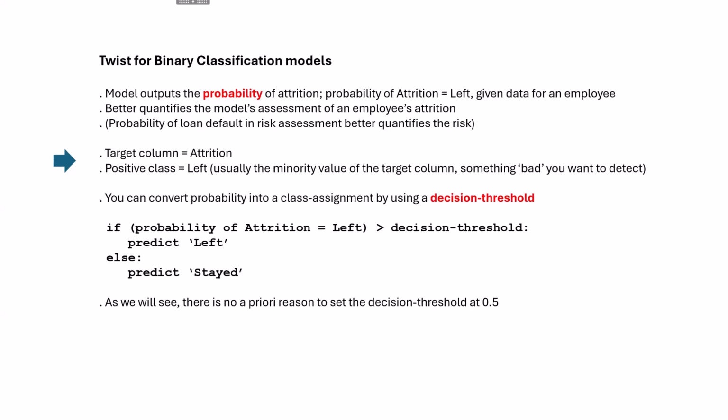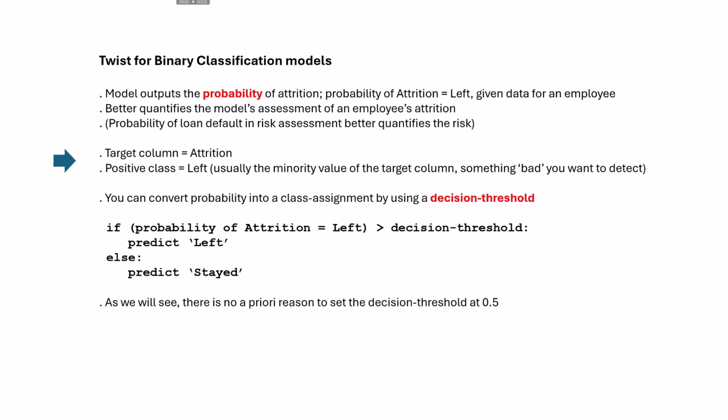For this to work, first, of course, you identify the target column in the data, that is attrition, but then you identify the positive class, the value in the target column you're really interested in detecting. Here, that is the value left, the employee has left. And our models, our binary classifiers, are now going to predict the probability that an employee has left.